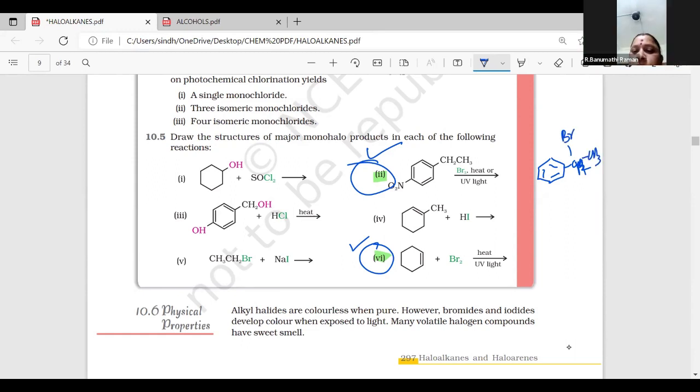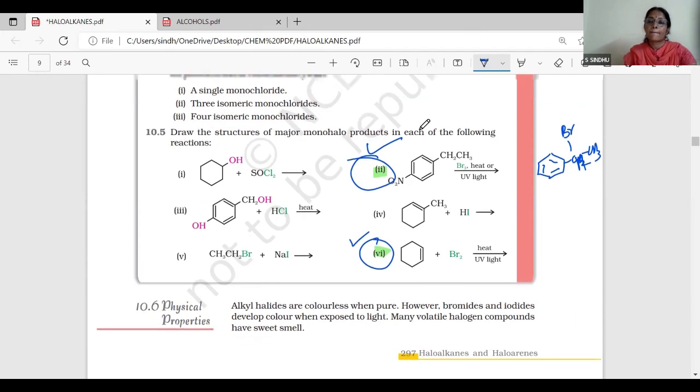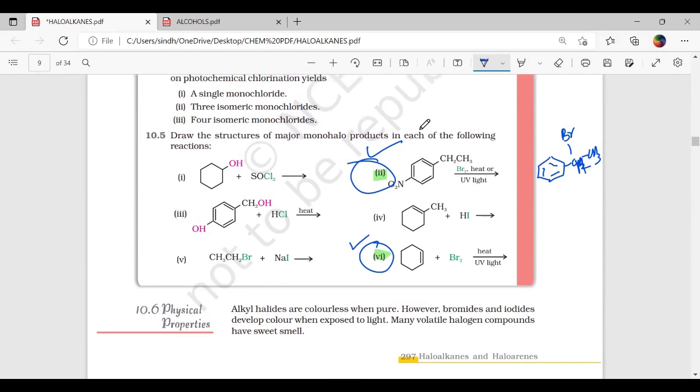How does the child understand here? Why not CH2 CH2Br? Why is it CHBr CH3? There are two possibilities: CH2 CH2Br and CHBr CH3. Both are possible, but mainly we give the major product.